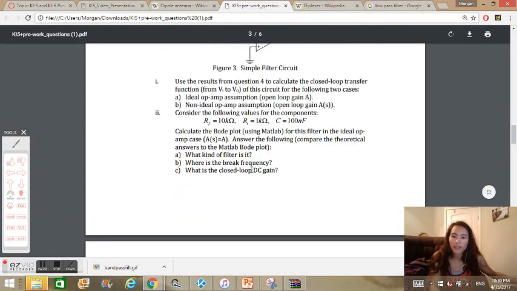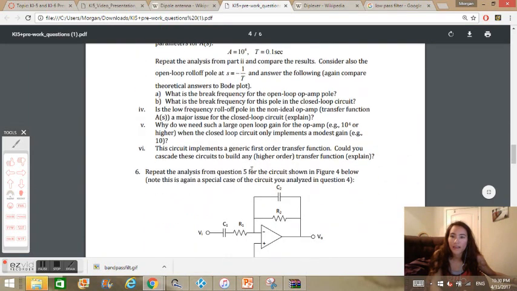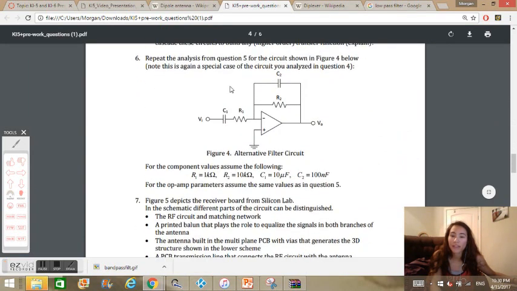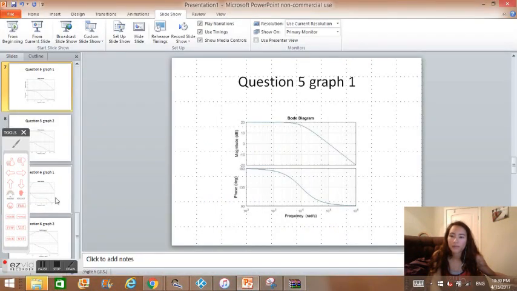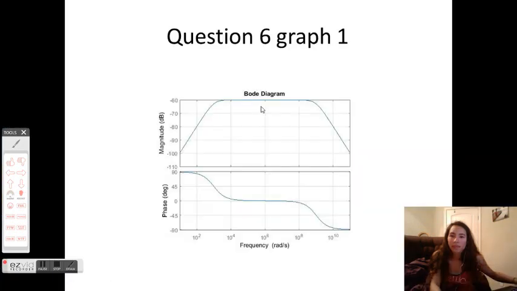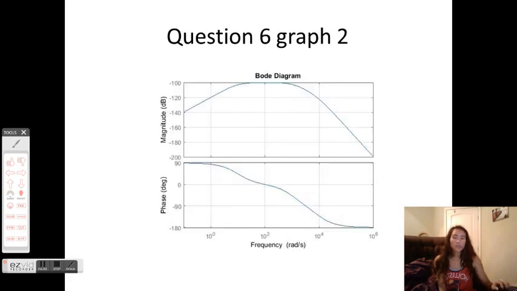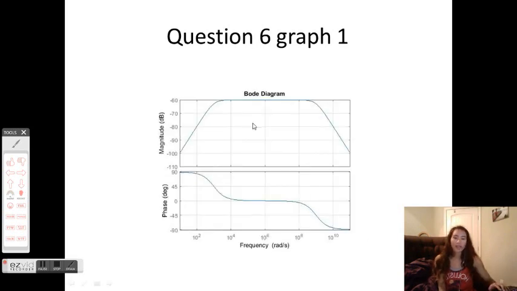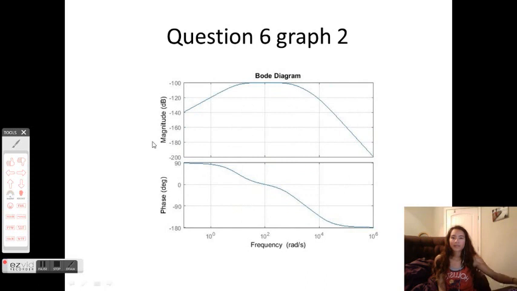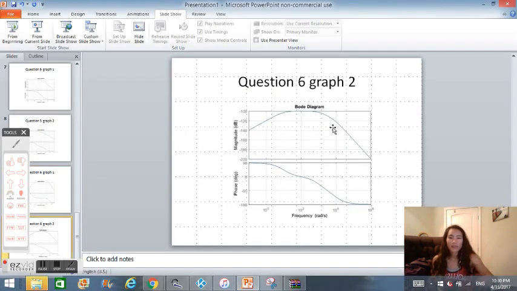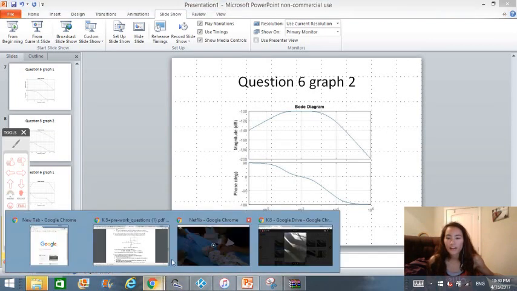And then for question 6, we are asked to do basically the same thing, but we have an extra capacitor out front. So for that one, it basically just ends up being a bandpass filter. This is for the ideal circuit, and then here's our non-ideal circuit. It kind of elongates it, I guess. So that's pretty much all for that bit of it.